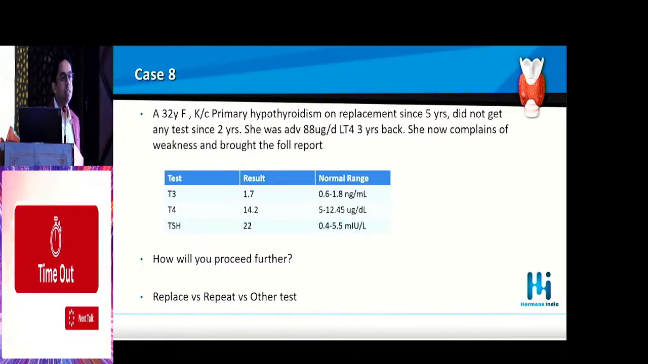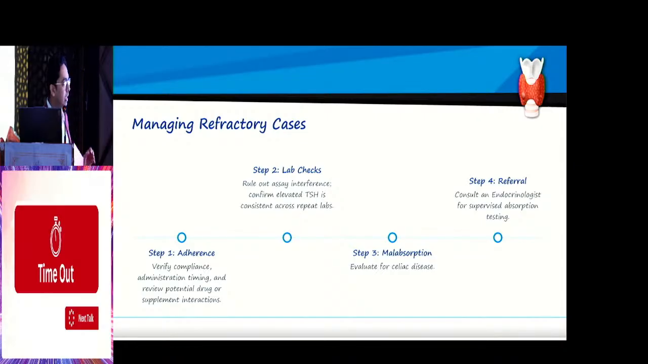The problem is we are seeing investigation. We are not seeing history. See, this patient has taken medicine for 5 years, has not done any test for 2-3 years, probably this patient is non-compliant, and before coming to you, she has taken medicine. That is why the T4 has increased beyond normal and TSH is still not normalized. So what is important is compliance. So before telling that the patient is refractory, adherence is what is more important, then the assay interference, then the malabsorption, celiac disease, and then you can refer for absorption test.